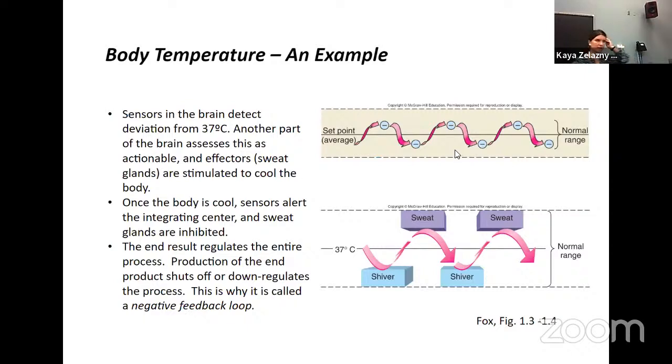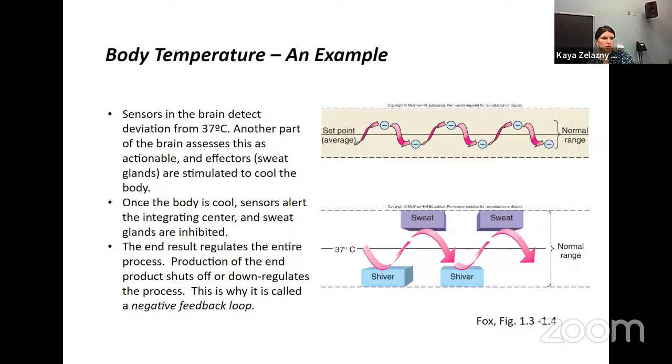So here's the exact example for body temperature. We have our typical, normal body temperature of 37 degrees Celsius. As we have deviations, the brain can tell based on sensors that either we're getting too hot or too cold. If we get too hot, we send out a signal to effector organs, in this case our sweat glands, telling us to cool down the body. So that's our effector organ here for adjusting temperature.